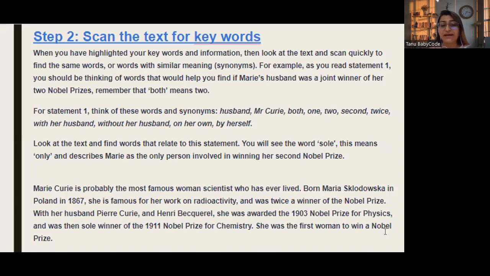So Mary, see the passage here. In the passage, it is clearly mentioned she was twice a winner of a Nobel Prize, with her husband Curie, and was awarded the 1903 Nobel Prize for Physics, and was then sole winner of the 1911 Nobel Prize for Chemistry. So the first prize which she had in 1903 was with her husband, and another she was a sole winner. So what can you conclude with this statement?